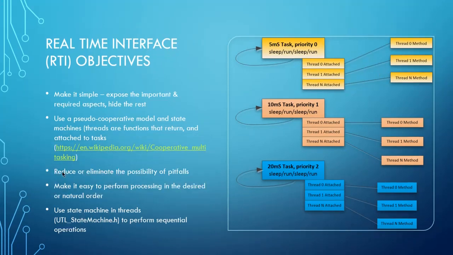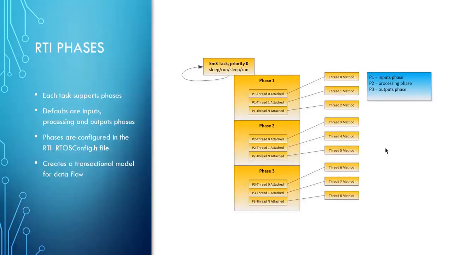So the RTI can reduce or eliminate the possibility of those pitfalls that we talked about. And it can also make it easier to perform processing in the order that you need it to happen. And that's because we've added a feature to the RTI that you don't find in RTOS products, and that's a notion of having processing phases. So if we look at this diagram, and by the way, the package that we deliver has 3 phases already set up: an inputs phase, processing phase, and outputs phase.